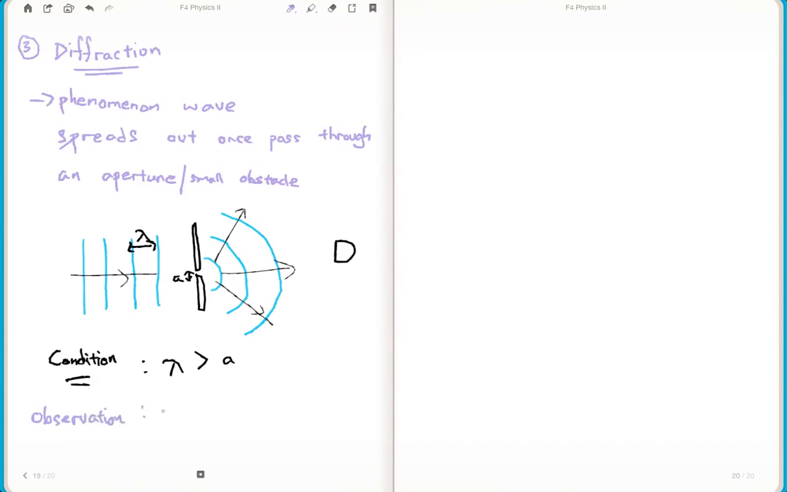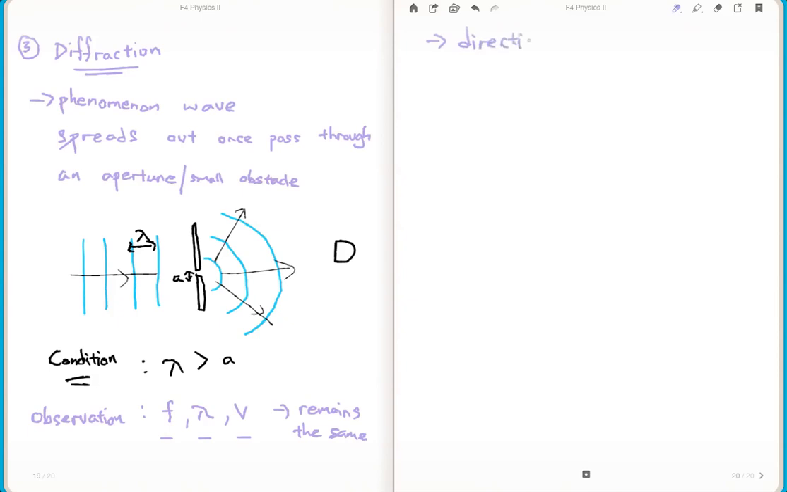Just like the previous two phenomena, in the observation, the frequency, the wavelength and the speed remain the same. They do not change. The frequency does not change, the wavelength does not change, the velocity does not change. What changes? The direction changes, the pattern of the wavefront also changes. The rest remain the same. So you may pause this video and go through my previous few minutes if you have missed any beats. It's not much calculation here, it's about the phenomenon.